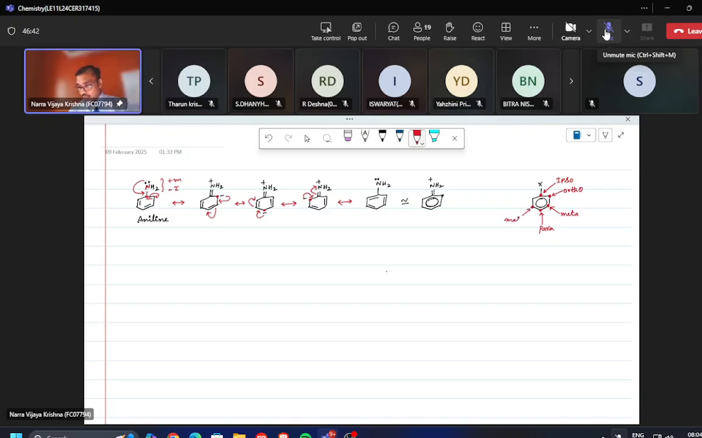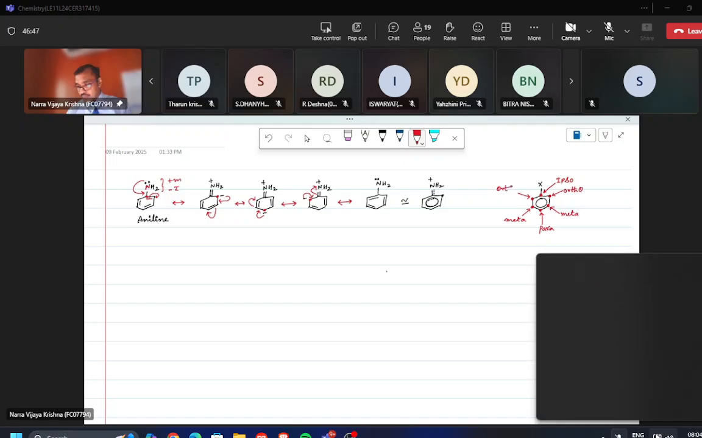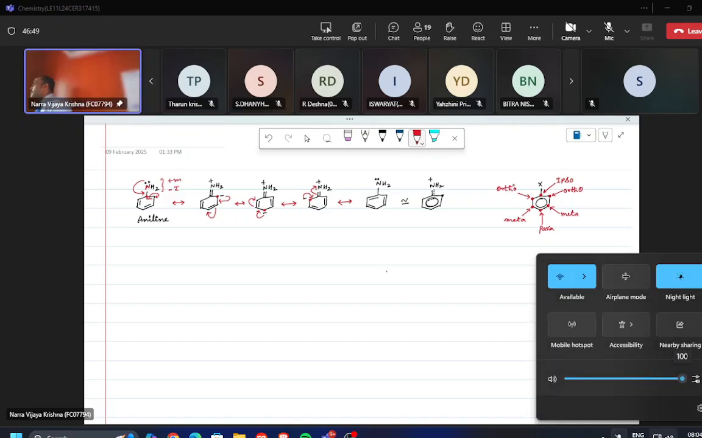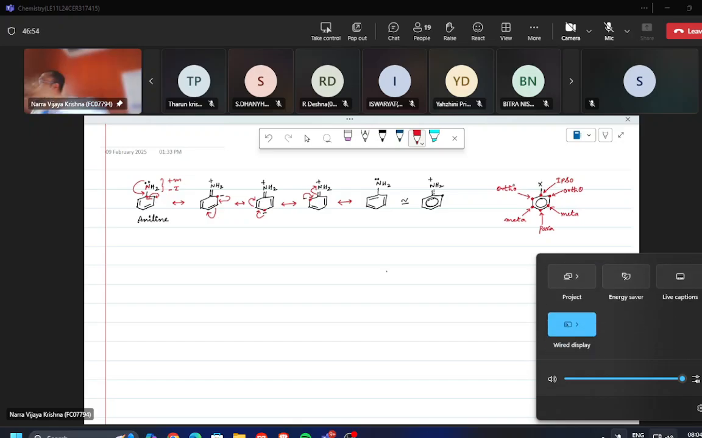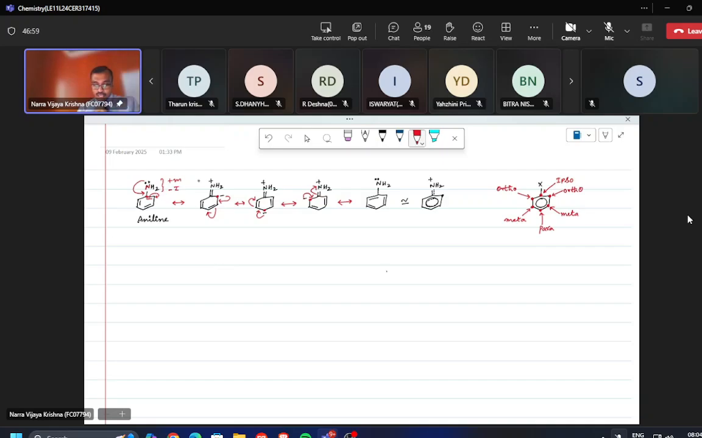But this is again meta or not? This is again meta. And what about this one? Ortho. So mesomeric effects do not operate at the meta position. Are you able to understand the meaning of it? Why? What do we call all these forms? All these forms are called canonical forms, resonating forms, right? And we call this one the resonance hybrid.